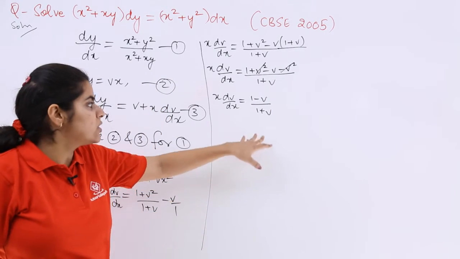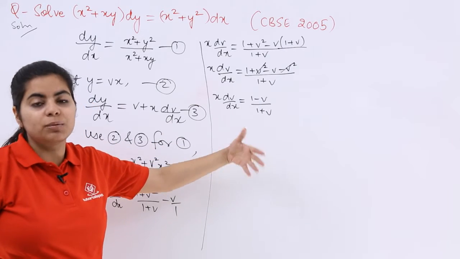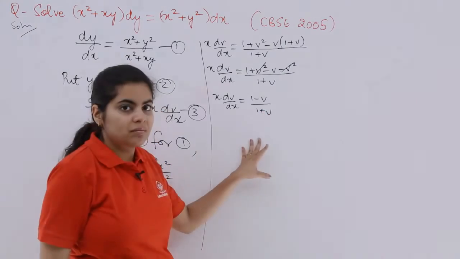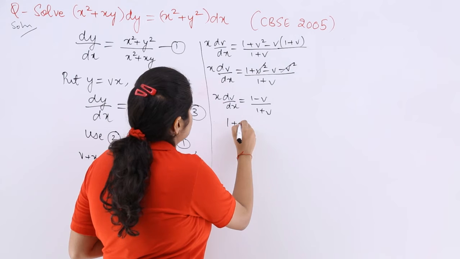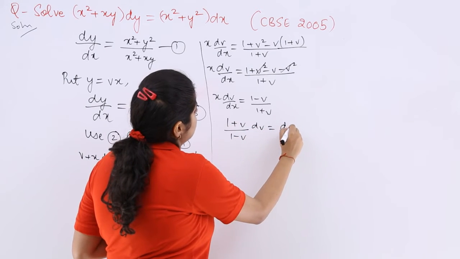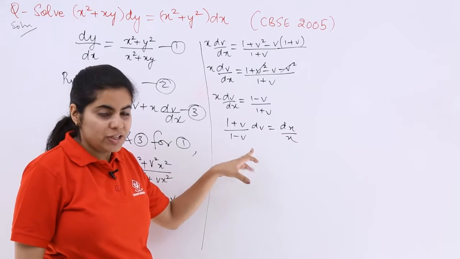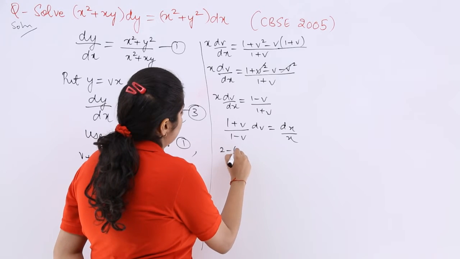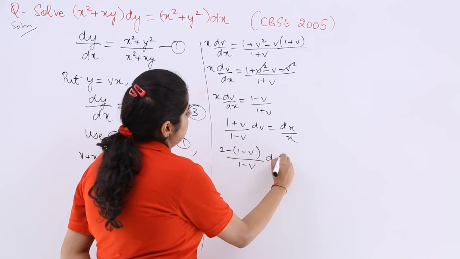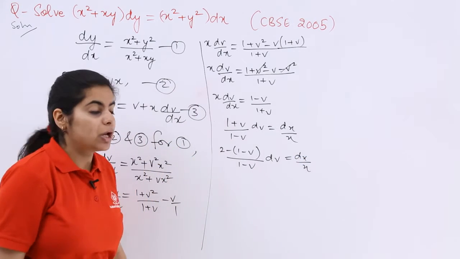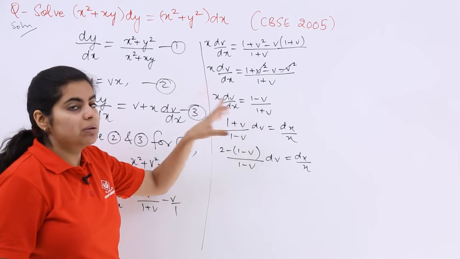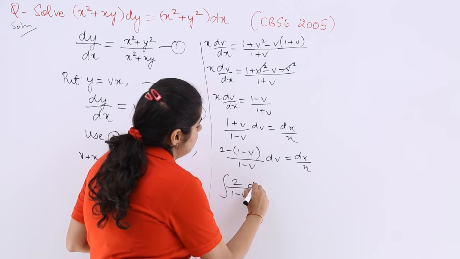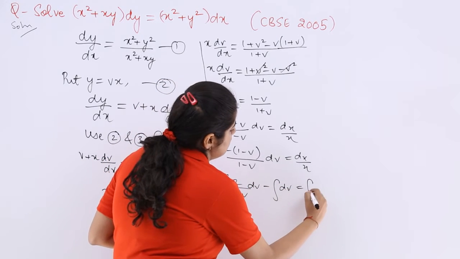Now how to do this type of a question? You know that the degree is 1 only, or the power of v is 1. So what we can do is make the numerator in the form of the denominator. Now let's take v's to one side. It becomes 1 plus v upon 1 minus v dv is equal to dx upon x. This type of question can be done very easily when you manipulate the numerator in terms of the denominator. So it becomes 2 minus (1 minus v) upon 1 minus v dv is equal to dx upon x. How? Because I know that this in turn is giving me 1 plus v only. So there is no problem with it. Now it becomes 2 upon 1 minus v dv minus dv is equal to dx over x.